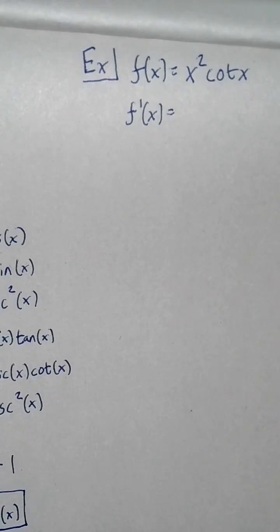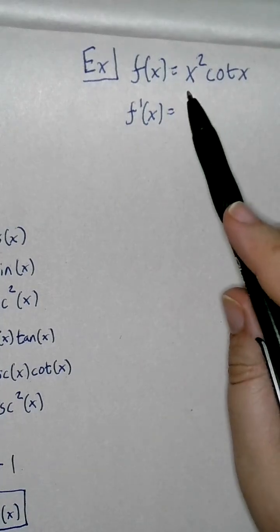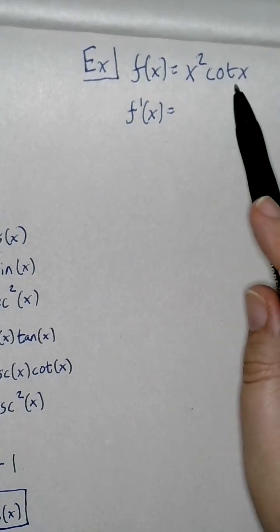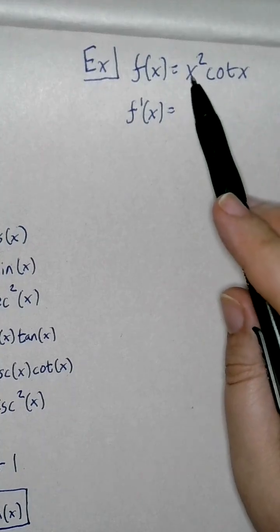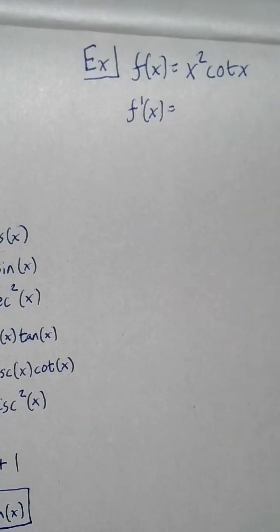How do I know when to use the product rule versus when I can just use the power rule? That's a good question. Product rule happens when I take the product of two different functions like I have here. Power rule is when I have a function raised to another power.